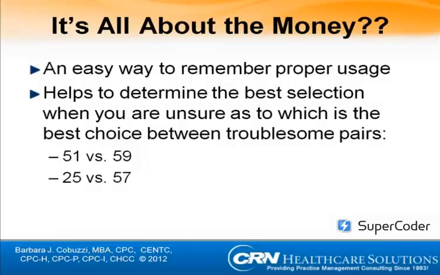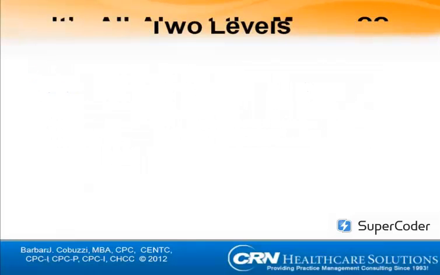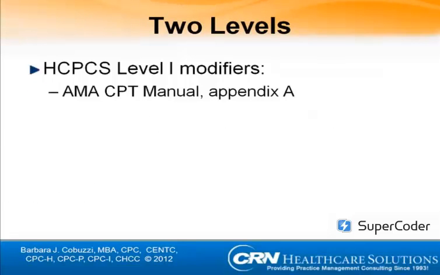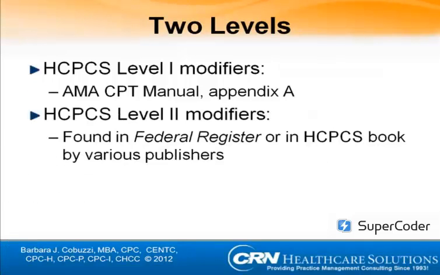There's level 1, which are the ones that you find in your AMA CPT book in Appendix A, which are the modifiers we just talked about, 59, 51, 25, 57. They're all level 1 modifiers. But there's also some letter modifiers that are in there, like RT, LT, and things like that, but not all payers pay for those. So keep that in mind.